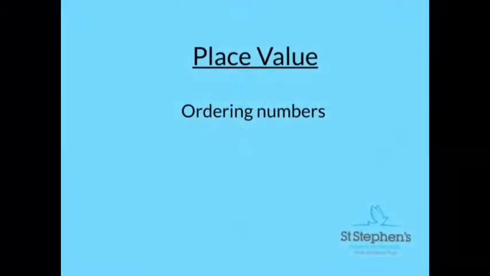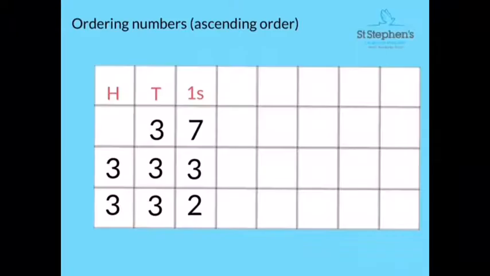In this video we're going to look at ordering numbers. We'll begin by ordering whole numbers in ascending order. Ascending order means starting with the smallest, going up to the largest. When ordering whole numbers, the first thing you need to do is look at how many digits the numbers have. 37 has 2 digits, 333 has 3 digits, 332 has 3 digits as well, which means 37, because it only has 2 digits, must be the smallest number.